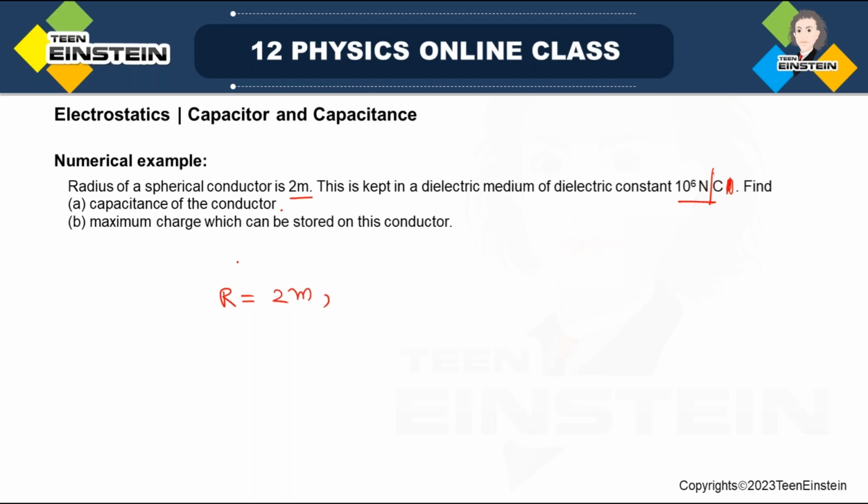Find the capacitance of the conductor and the maximum charge that can be stored in the conductor. One thing is very clear: this is a spherical conductor, so we need not bother much. We know the capacitance for a spherical conductor will be C equals 4 pi epsilon naught r, where r is given here as 2 meter.